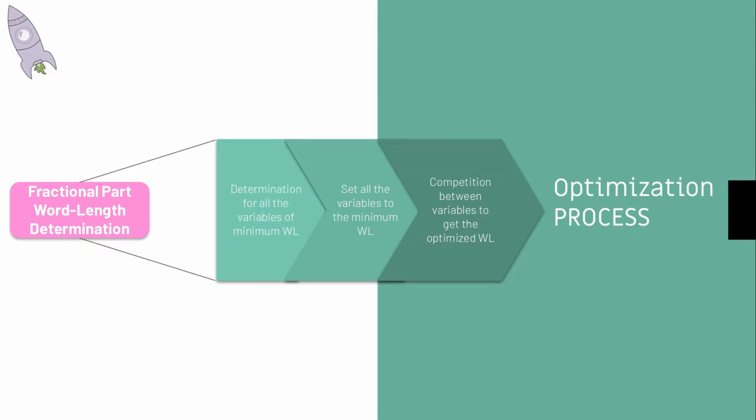First, the minimum word length to meet the quality constraint, while the other variables are set at their maximum word length, is determined for each variable. Then, all the variables are set to their minimum word length, which implies that the application generally does no more meet the quality constraint. Finally, to know which word length to increment, a combination is launched between the different variables to obtain the optimized word length for each variable in the application. The quality at each optimization step is measured through simulations.